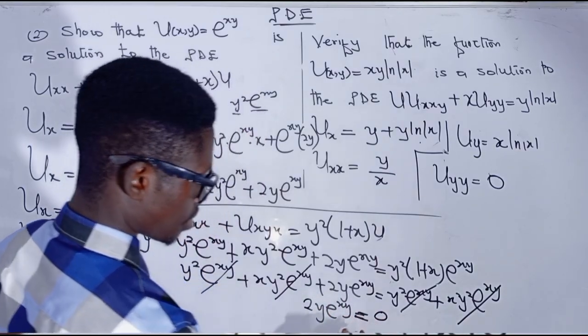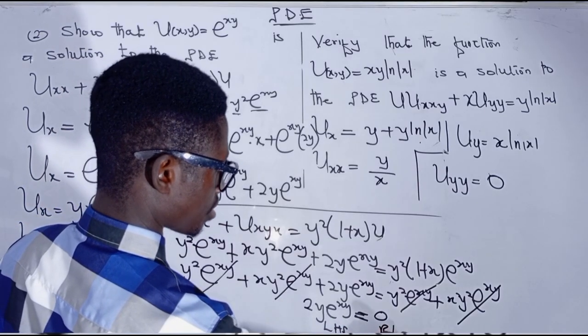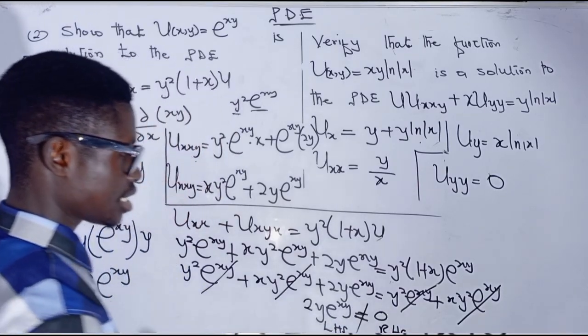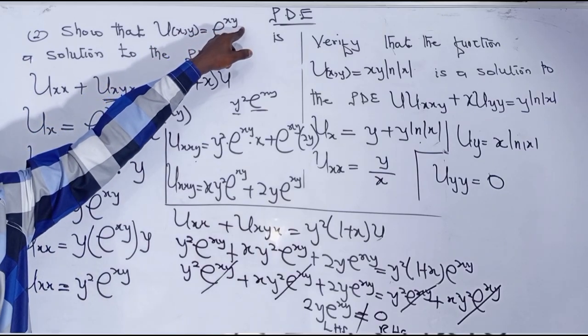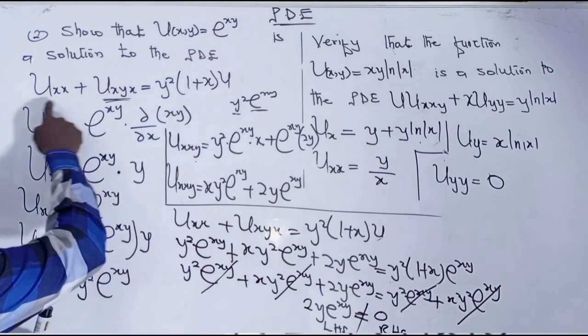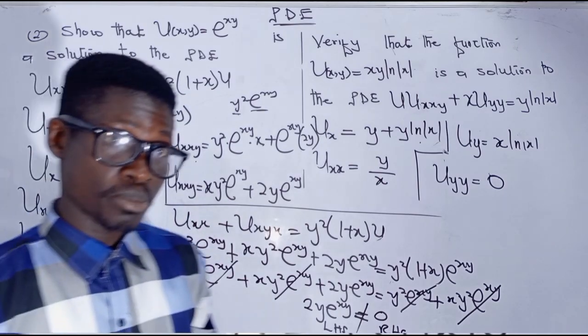So you can see that what is on the left hand side is not equal to what is on the right hand side. So you can say that the function u, which is e^(xy), is not a solution to the PDE that was given. Very easy and simple.